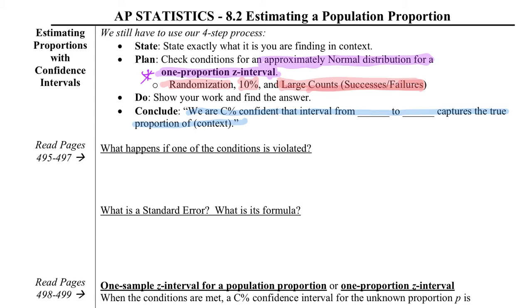What do we do if one of our conditions is violated? Because they do put this question sometimes on the AP exam: how do you proceed if you don't have one of the conditions met? If the randomization condition is violated, then the sample may become biased. Remember, bias doesn't mean there's a problem or some influence. It just means that our sample may not actually center around the true population center.